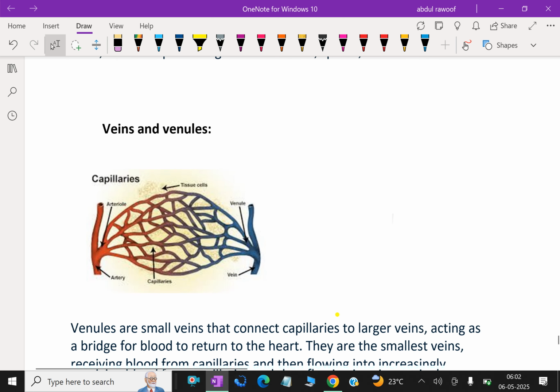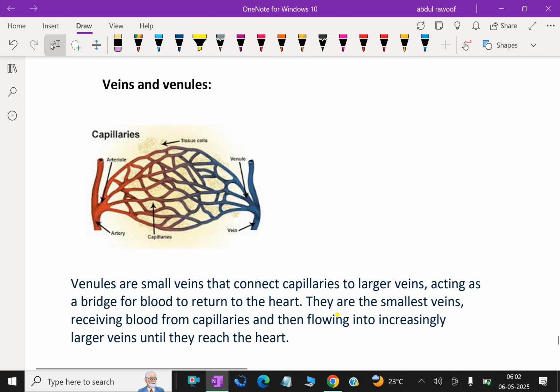Veins and venules. What are they? Venules are small veins that connect capillaries to larger veins, acting as a bridge for blood to return to the heart. They are the smallest veins, receiving blood from capillaries and then flowing into increasingly larger veins until they reach the heart.